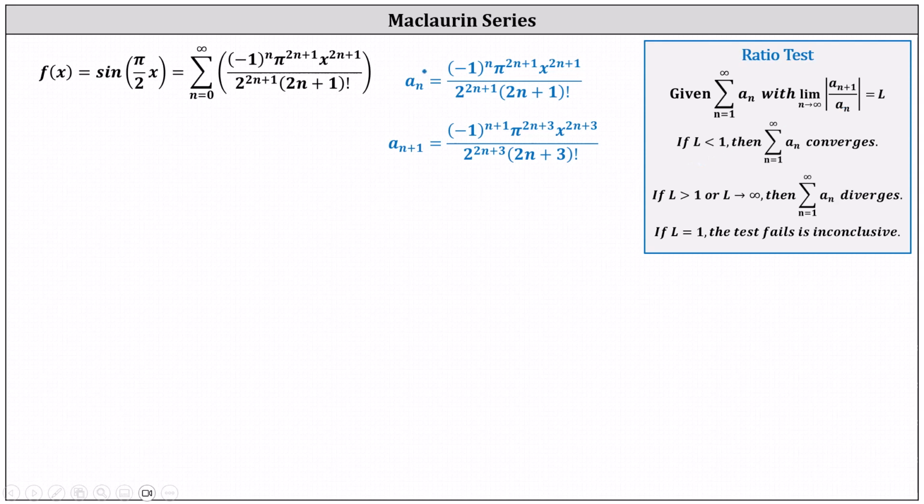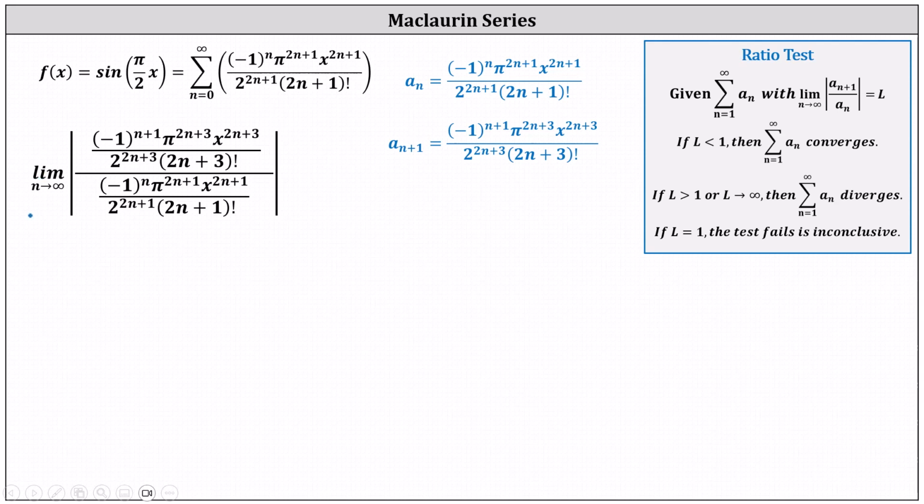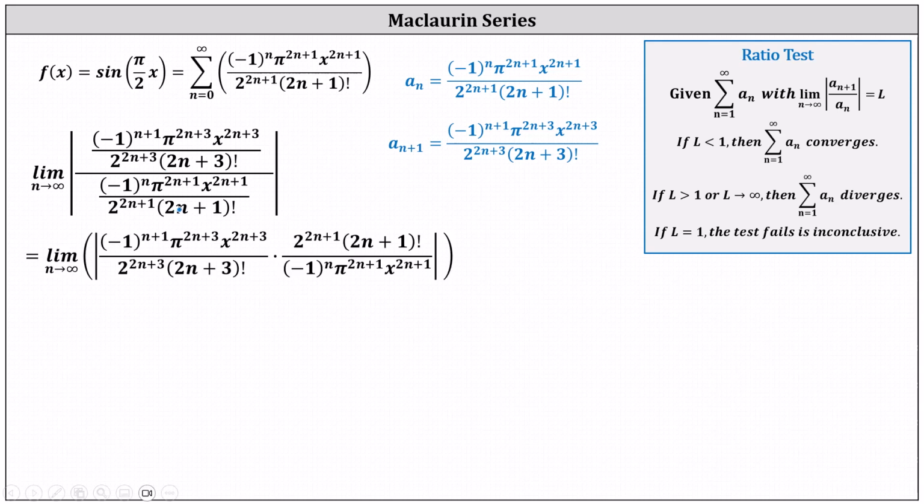We begin by determining a sub n, which is the given formula, and then a sub n plus 1, and now set up the limit. We have the limit as n approaches infinity of the absolute value of, again, a sub n plus 1 divided by a sub n. Let's write this quotient as a product. Instead of dividing by a sub n, let's multiply by the reciprocal of a sub n. And now let's begin to simplify.